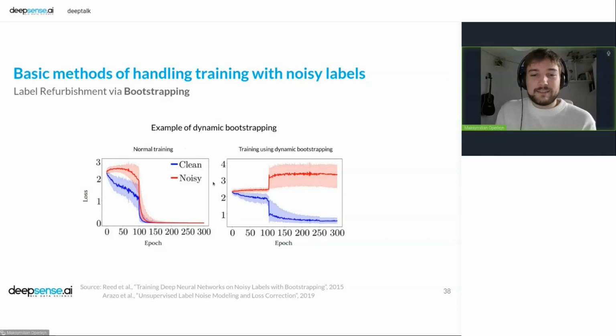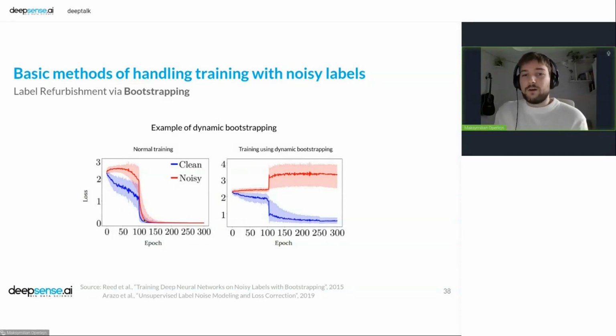So here we can see normal training with clean and noisy labels. At the beginning of the training, it is easy to distinguish the clean labels from the noisy ones, because the loss decreases easily for the clean labels as the model is learning, and the model is somewhat robust at the beginning to the noisy labels. So it will have a higher loss for the noisy examples. And then at some point it will converge, because it will memorize them.